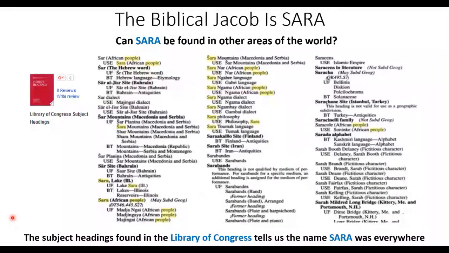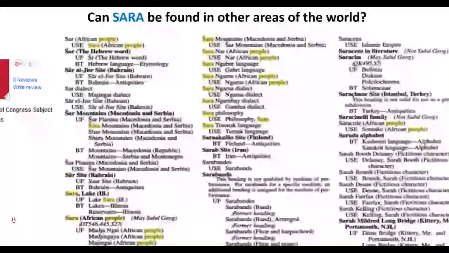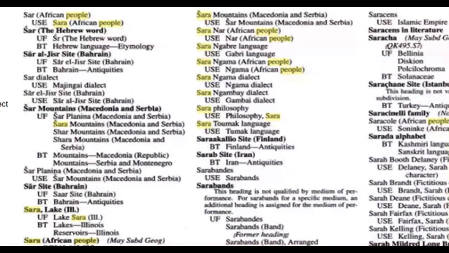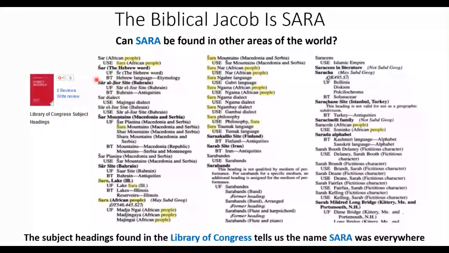Right here is a book from the Library of Congress. Subject headings. If you can see on the screen, we're going to squeeze that in a little bit. Look at all the SARAs that are on the Congress papers. Congress knows of SARA. If you look to the right, you see right there. Yeah, squeeze that in more.